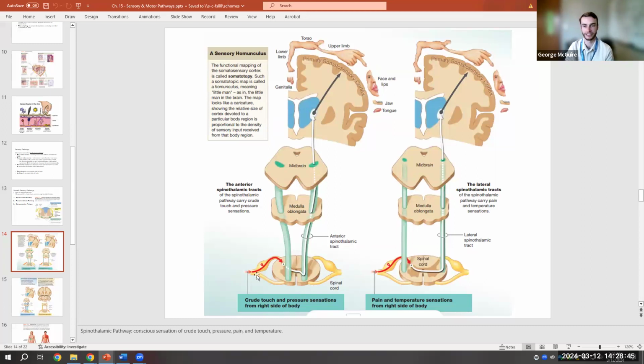But the general idea here: information comes in, the interneuron decussates, that takes it all the way to the thalamus, and then the thalamus transmits that signal to whatever part of our primary somatosensory cortex is responsible for that area of the body.